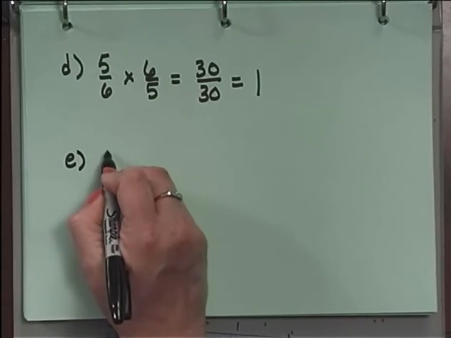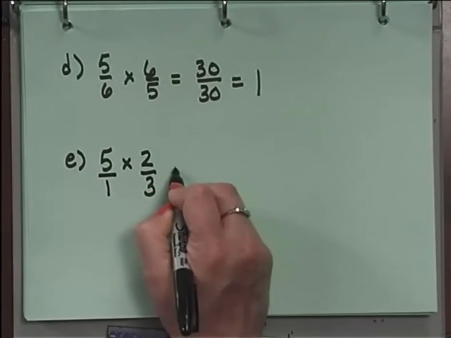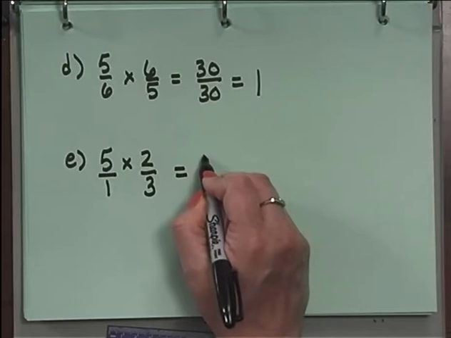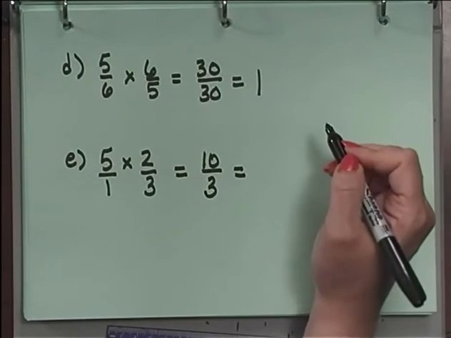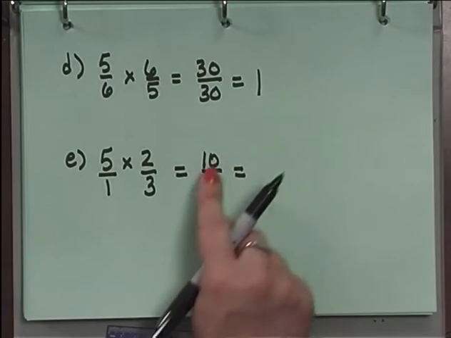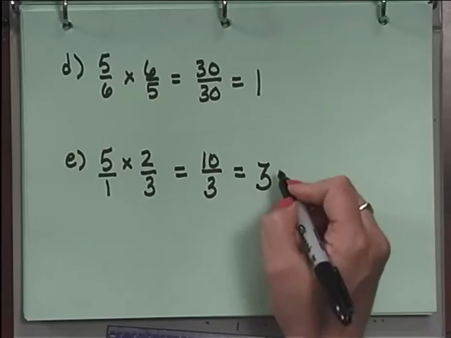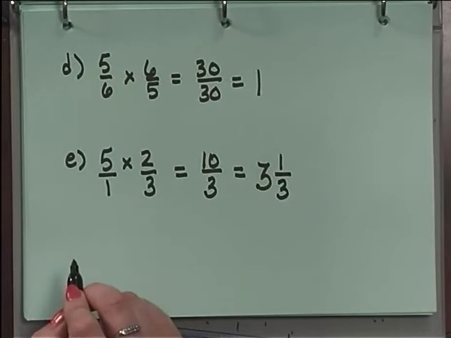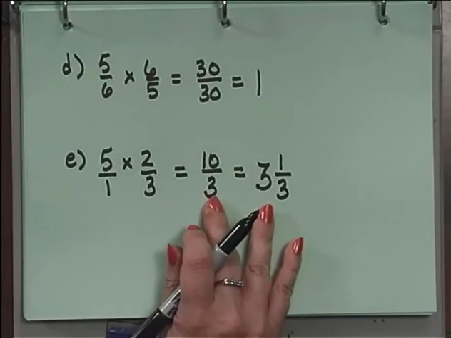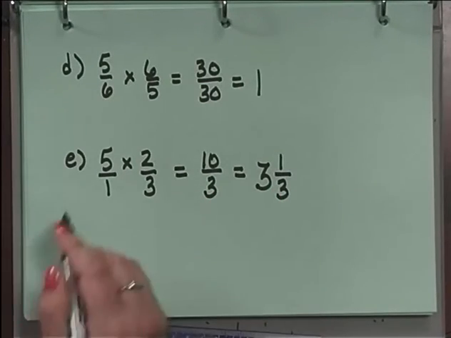Problem E, 5 times 2/3. Well, again, we put the 5 over a 1 and multiply. 5 times 2 is 10. 1 times 3 is 3. Now, we're going to do a shortened form of division. 3 goes into 10 3 whole times. And since 3 times 3 is 9, and 10 minus 9 is 1, our remainder would be 1. And so this would be 3 1/3. So we're basically just using short division in order to convert 10/3 to 3 1/3.